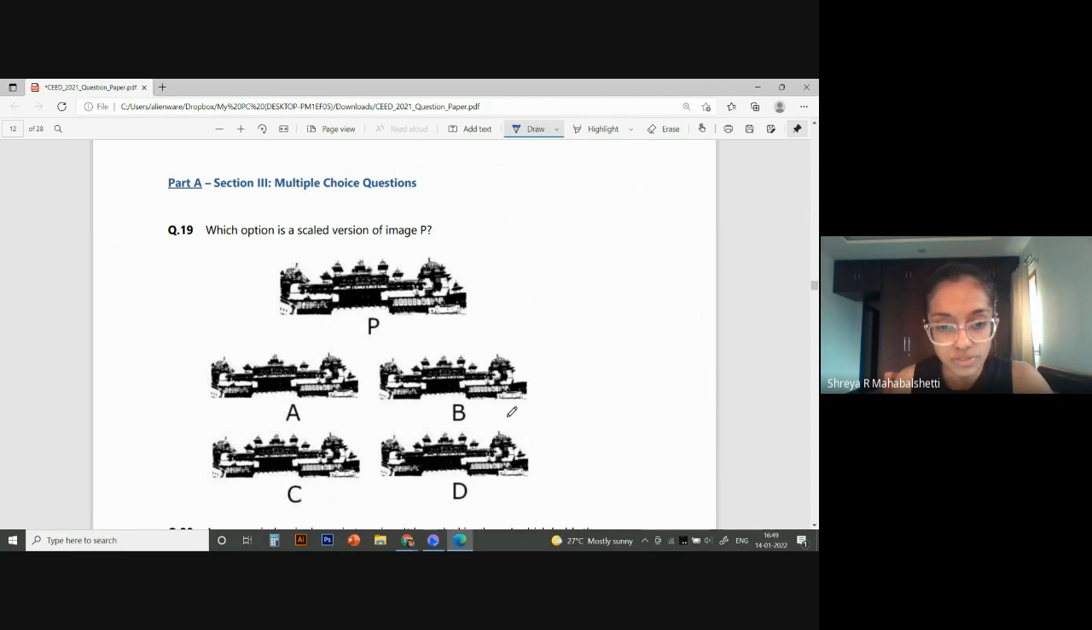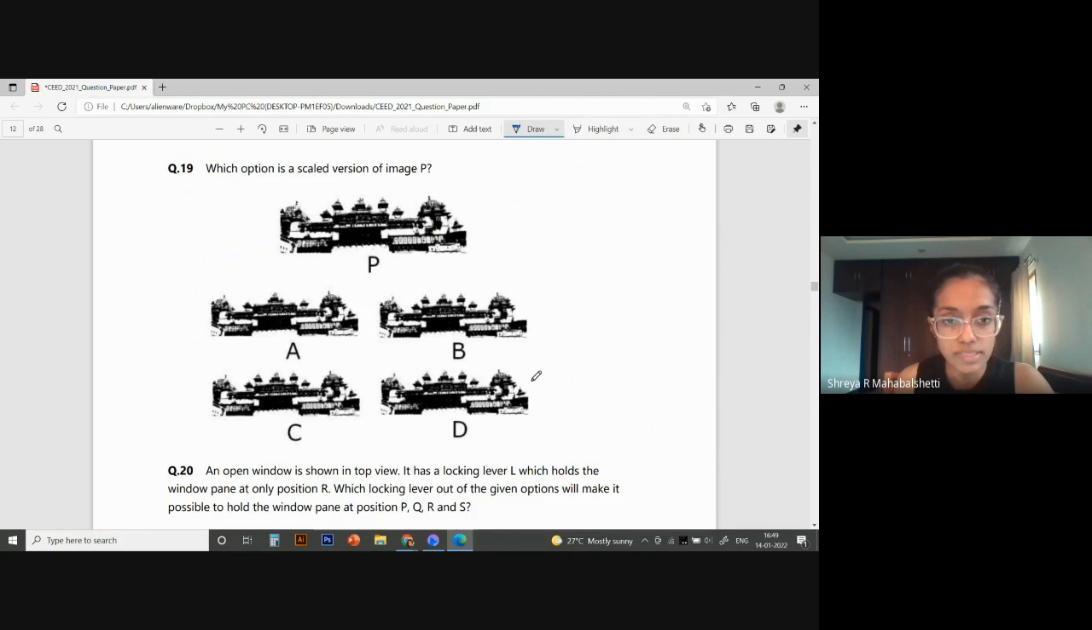Okay, now let's look at this. Which option is a scaled version of image P? Now instead of me comparing option A to P, option B to P, option C to P, option D to P, I'll compare A and B. Okay, I'll reduce the time and I'll compare A and B. Clearly, I can see that one of this is missing here. Now immediately compare that with P. Hence, option A is gone. Okay, B is left. Now I'll compare option B and C.